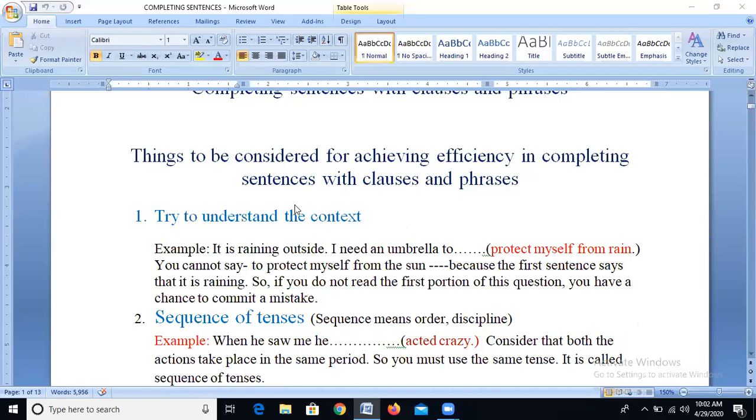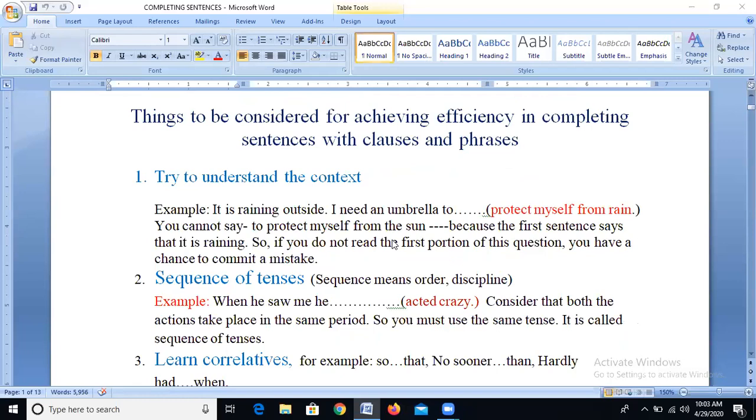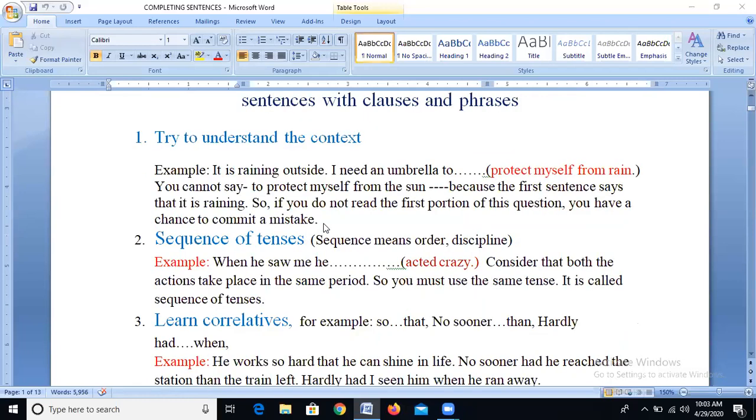Want you to better with particular topic. If you want to achieve efficiency with particular topic, and if you want to avoid mistakes, I think these points are to be remembered very minutely.